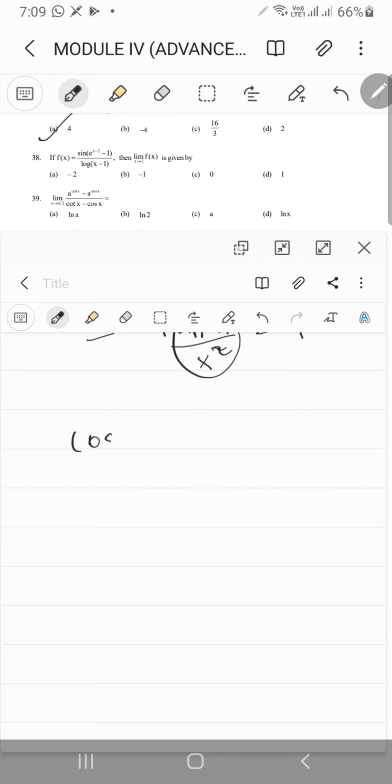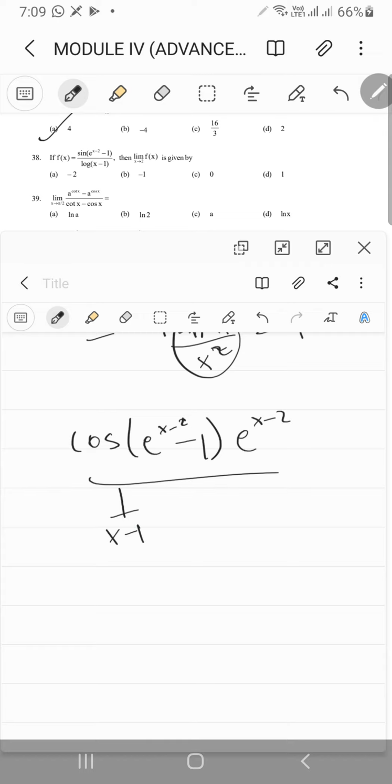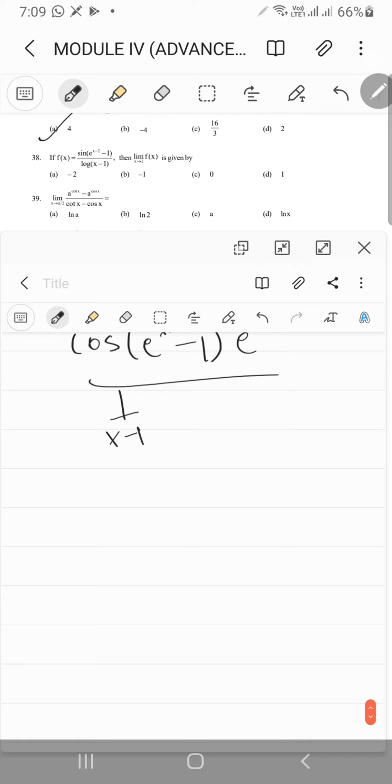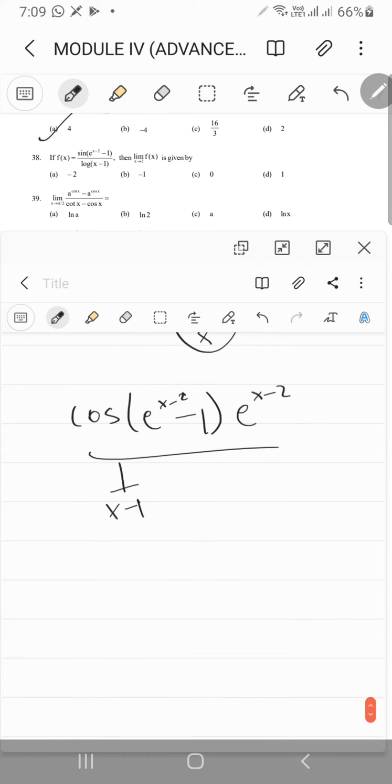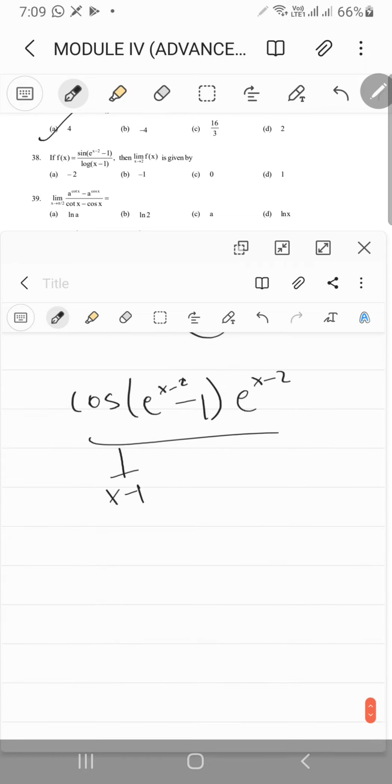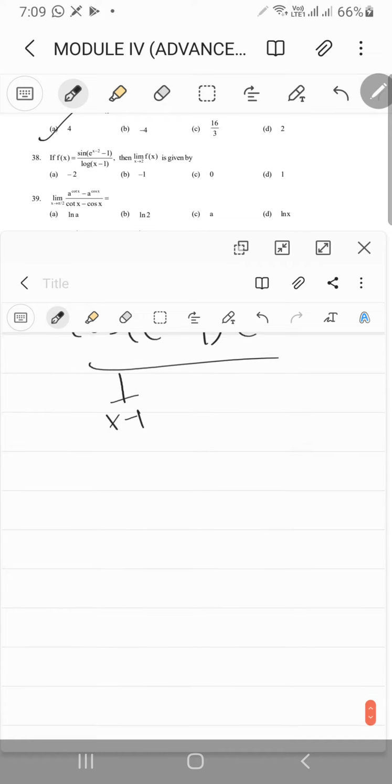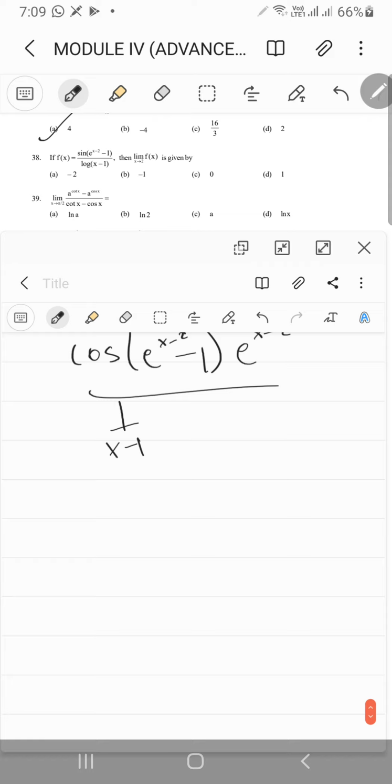This is going to be cosine of e to the power of x minus 2 minus 1 times derivative inside, which is e to the power of x minus 2, upon, fine, and then let's just put x equal to 2 into this thing. So could there be something more? No, this is it. This is a continuous function, I guess, right?